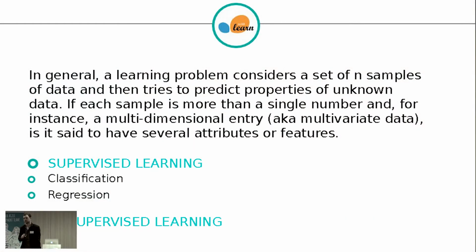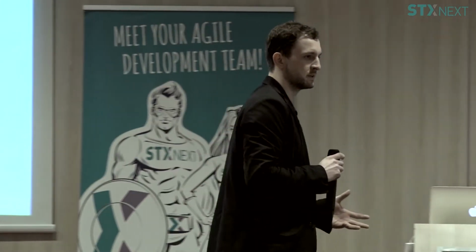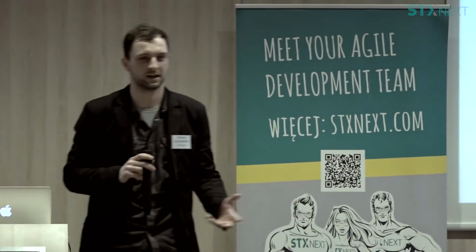So what is a machine learning problem? Well, if you get a set of n samples of data, you want to predict some properties of these samples, right? So let's say we get a bag which is filled with fruits, and you just pick one fruit and you cannot look at it. You can just touch it and see how big it is, how much it weighs, and you want to know if it's an orange or an apple, right?